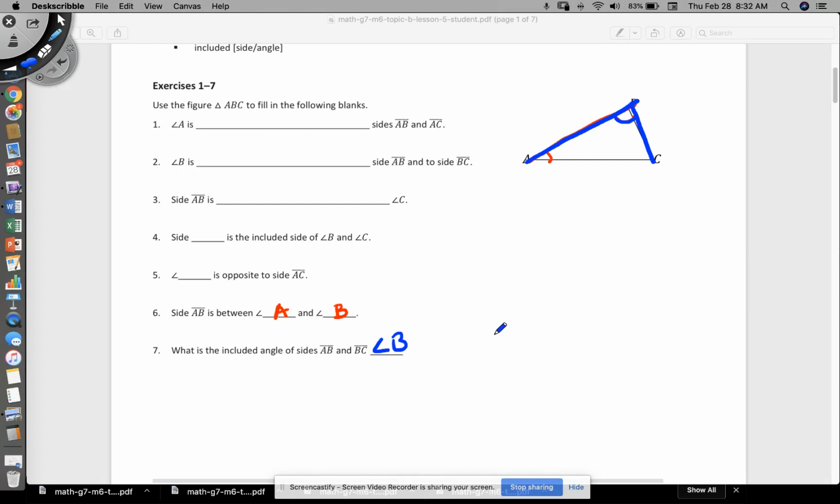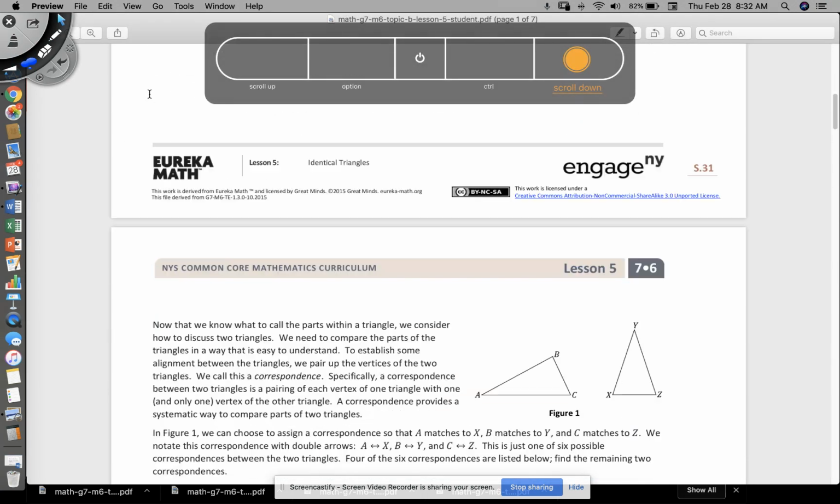So again, using that vocabulary will definitely help you in this geometry unit. The faster you get at ease with the vocabulary, the easier this will all become. All right, so let's go to the next slide here.